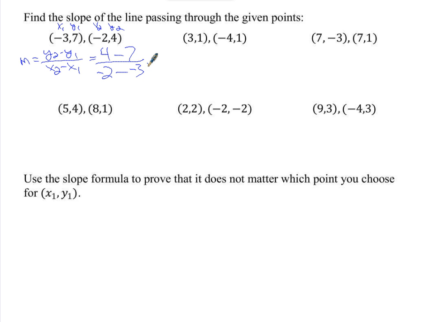All right, so now we have 4 minus 7, which is negative 3, divided by negative 2 minus negative 3. How do I deal with that? Keep, change, change. Keep the sign of the first term, change the subtraction to addition, change the sign of the second term. So now that's negative 2 plus 3, which is what? It's 1. So now I have negative 3 divided by 1, so m equals negative 3 is my answer.